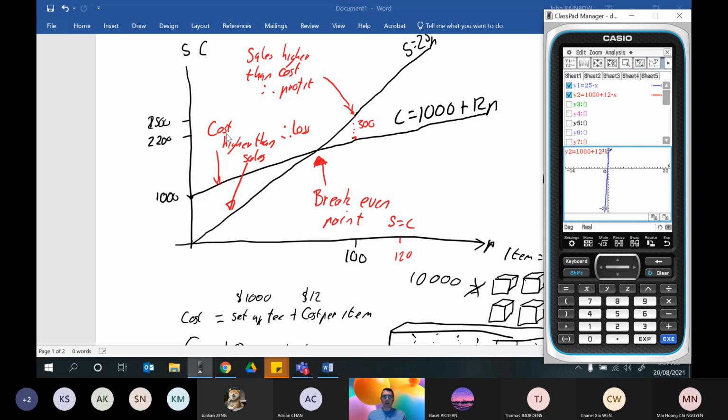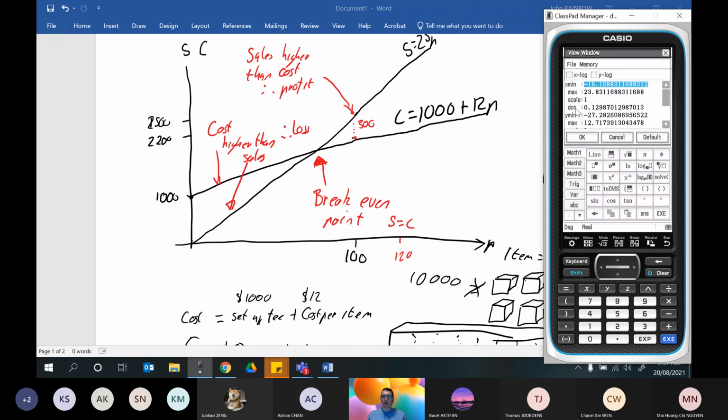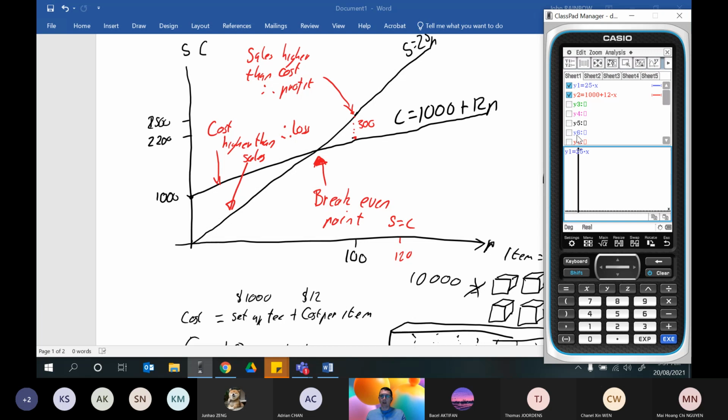Now, I was thinking about this. I already know that my window should go to 2,500 and 100, so I'm going to change that because I know that's roughly where it is. Let's go to 120 for my x, and for y we'll go to like 2,500. Let's go 2,600. Okay, hit OK. There you can see our two lines, which is pretty much what I've drawn there. So there's our cost, there's the break-even point, and there's our 2,500 mark.